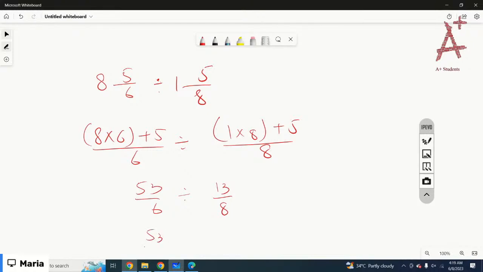So we have to convert that division sign to multiplication and take the reciprocal of the term. That would be 8 over 13. You can divide them by 2. So 2 times 4 is 8 and 2 times 3 is 6. So let's do 53 times 4. 4 times 3 is 12, 4 times 5 is 20 and 1, 212. And 13 times 3 is 39. Let's divide 212 by 39. Got it?